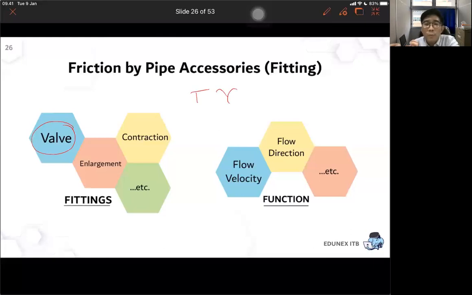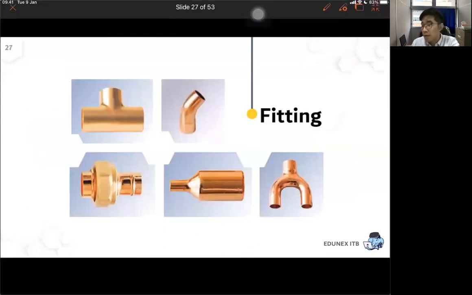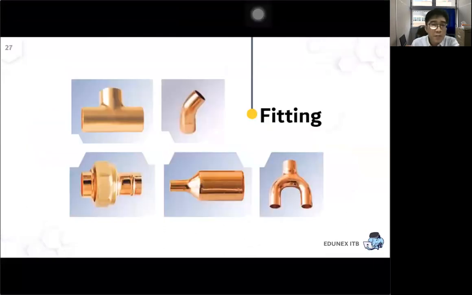For example, from one pipe, you want to divide it into two different pipes, maybe the same diameters or different diameters, then you put T or Y. So this is the example of fitting. This is the T, this is the Y, and this is the elbow.